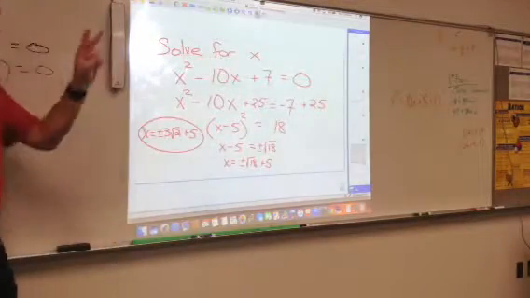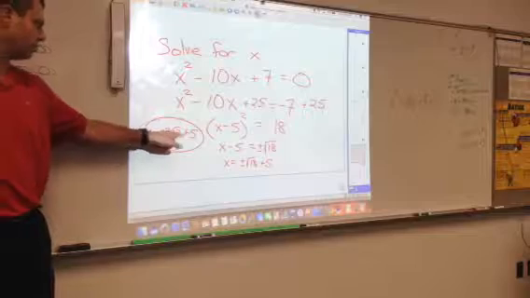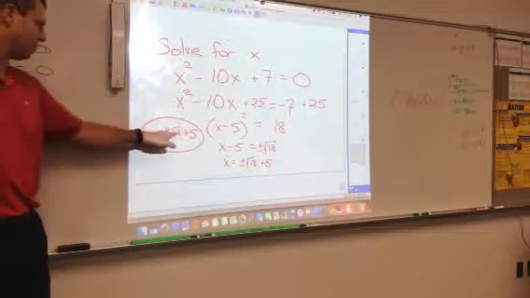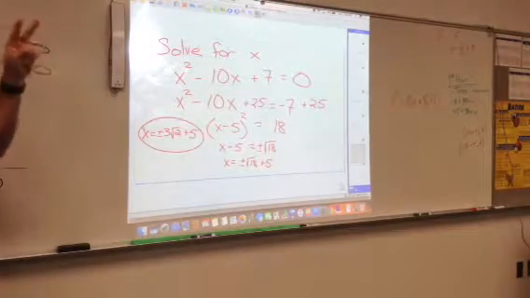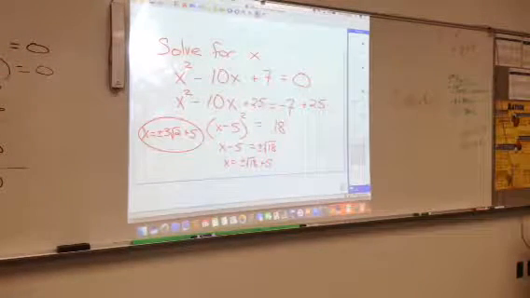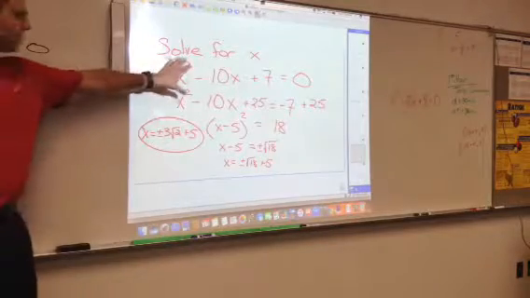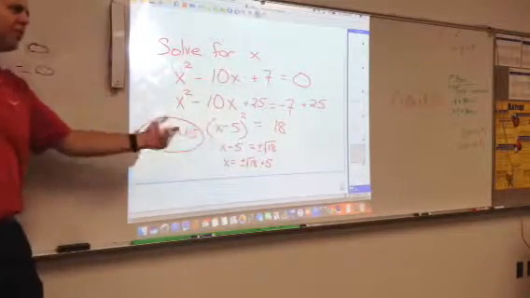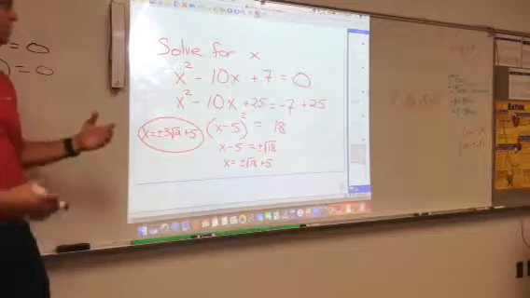There are the two solutions: positive 3 radical 2 plus 5 and negative 3 radical 2 plus 5. Those would be the two solutions for this quadratic equation. And that method that I just showed you was solving by completing the square. I'm going to go slower through that later on. I was just going to show you quickly though. This is a method I could use to solve a quadratic equation when it's not factorable.